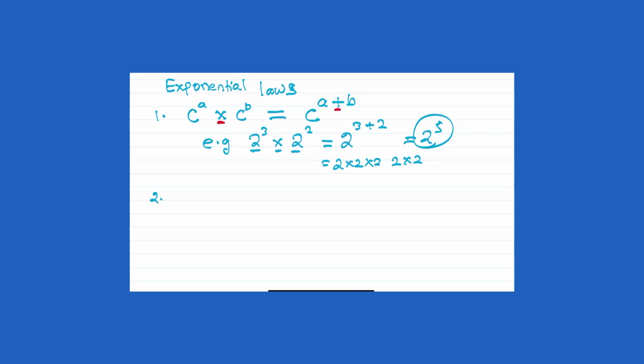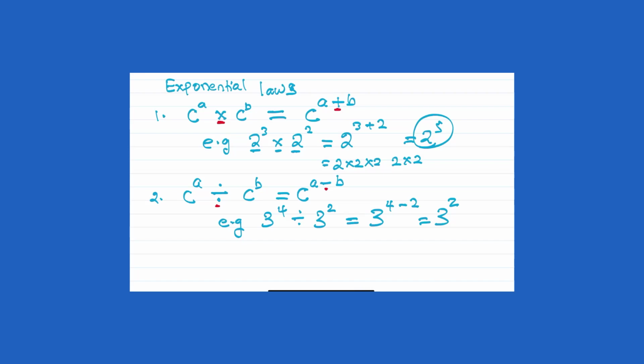The second rule is when we have c to the power of a divided by c to the power of b. This is going to be c to the power of a minus b. In this instance, you can see division, and that leads to subtraction. So division, subtraction. And we have a good example. Take for example, we have 3 to the power of 4 and 3 to the power of 2. If we solve that, that will be 4 minus 2, and that will be 3 to the power of 2.